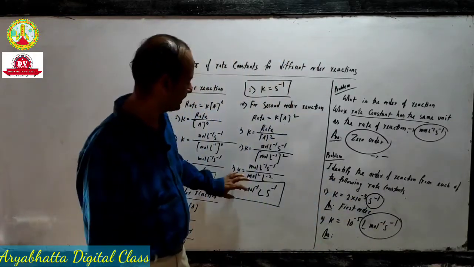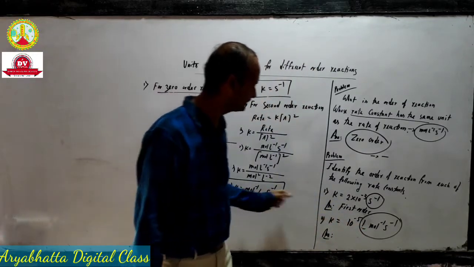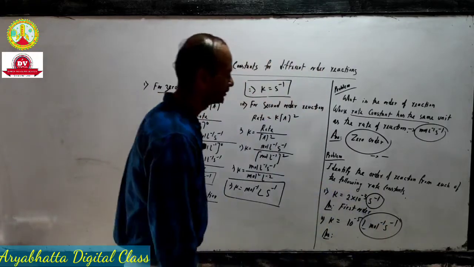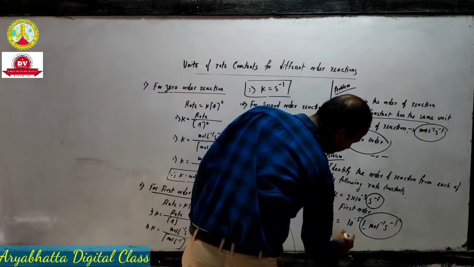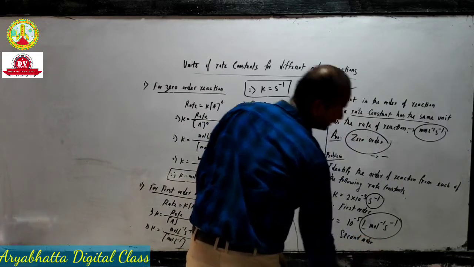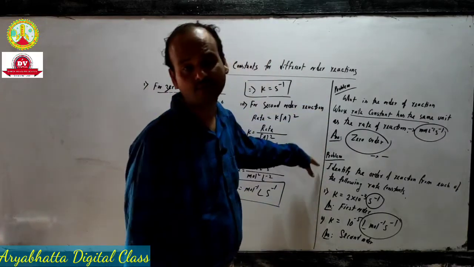Again I repeat, ये दोनों सेम है. देख लो यहाँ पर लिटर है, यहाँ पर भी लिटर है, यहाँ पर भी मोल इनवर्स है, यहाँ पर भी मोल इनवर्स है. यहाँ पर भी सेकंड इनवर्स है. So what is the order? This will be second order. Clear students? Okay, please see this types of numericals for your board exam.